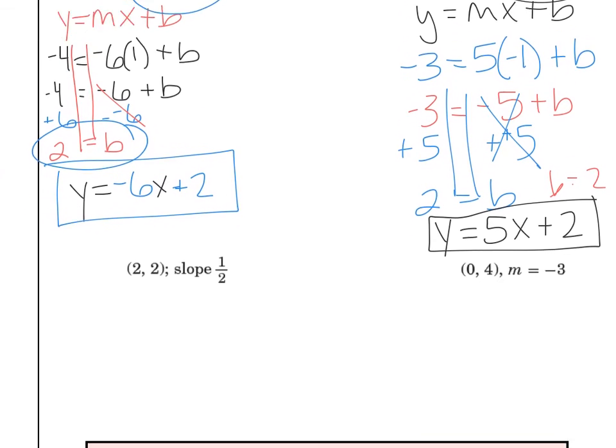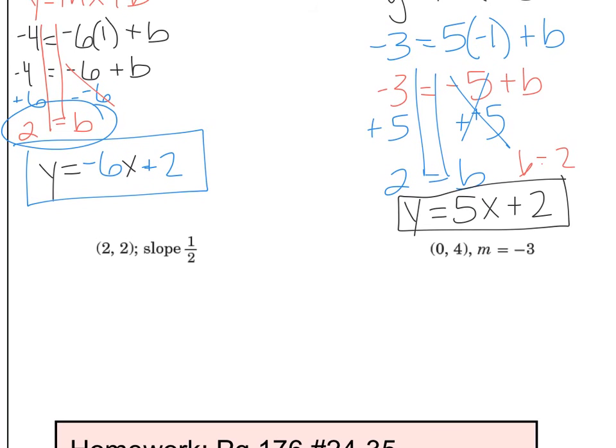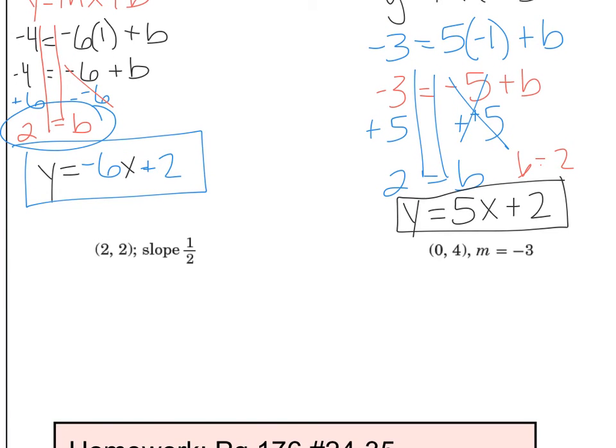If you feel comfortable, go ahead and try these next two. If not, follow along. At least try to do one on your own to make sure that you can do it by yourself. So here I'm going to label x, y, and m. Notice it's a fraction. Don't let that scare you. It has a denominator of 2. It should be easy to work with.